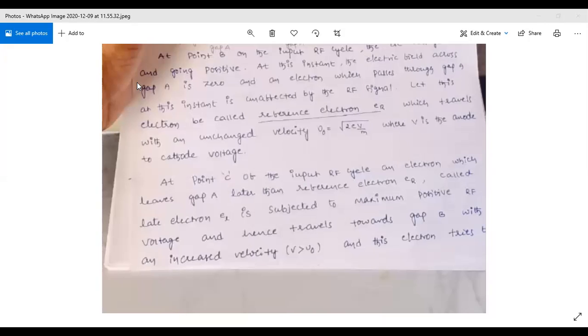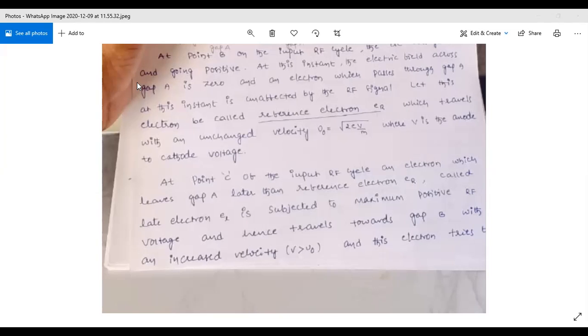So bunching occurs, and one more point is that bunching occurs only once per cycle. For one complete cycle, bunching occurs only once, centered around the reference electron. So for that reason, in this Applegate diagram, I want to take only one cycle. So bunching occurs only once per cycle.